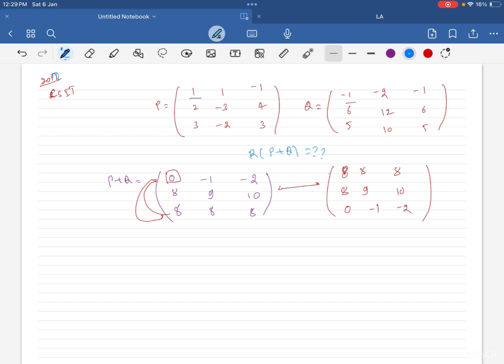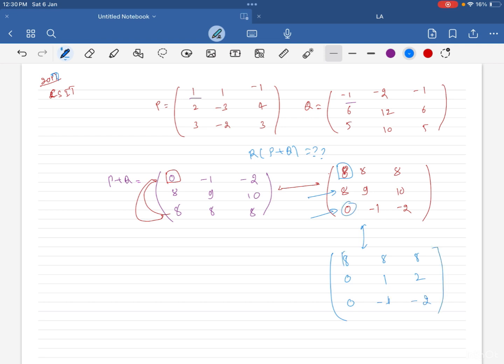Now we can proceed for elimination. We can take this pivot. Now we want to eliminate this guy as 0 and this guy as 0. So we will subtract the second row from the first. So the first row will be as it is. Subtract the first row from the second, so it will be 0, 9 minus 8 will be 1, 10 minus 8 will be 2, and this third row will be as it is because this is already 0 here.